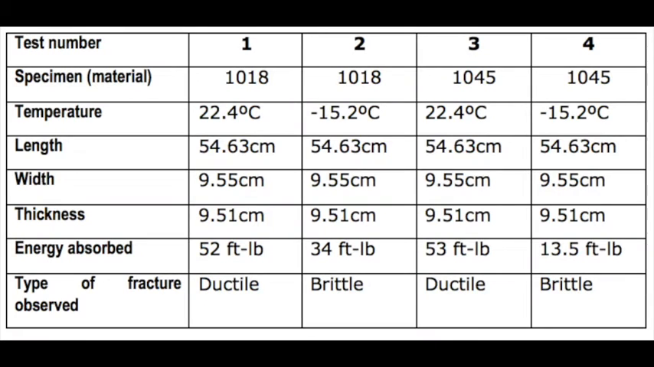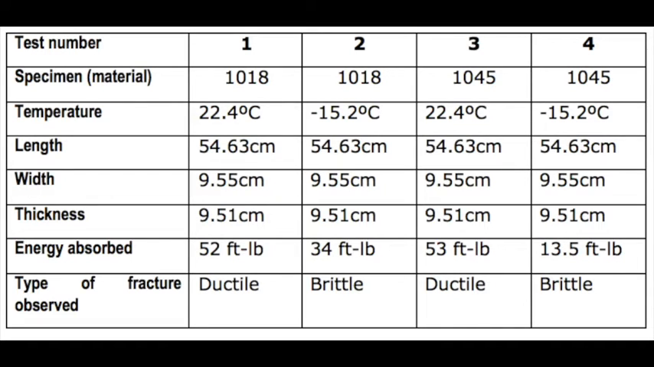Here are the results for the impact test. I performed two tests on two different samples, two in 1018 steel and two on 1045 steel. And each one of the samples I performed, one at 22.4 degrees Celsius and the other one at minus 15.2 degrees Celsius to see the changes in temperature. Now for the length and width and thickness, it's all the same because it's a Charpy test done to the same measure. Now going to the energy absorbed, you can see that samples that were at room temperature absorbed more energy than the ones that were at minus 15 degrees Celsius.